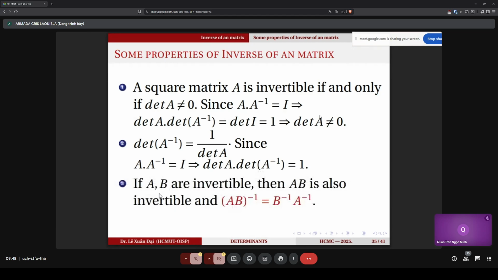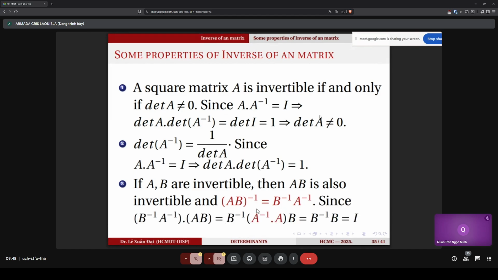Next, if A and B are invertible, then AB is also invertible. The inverse of AB is equal to B inverse A inverse, and you will ask, why the switch? Class, this is correct, and you cannot switch this to A inverse B inverse. You will get a wrong answer.